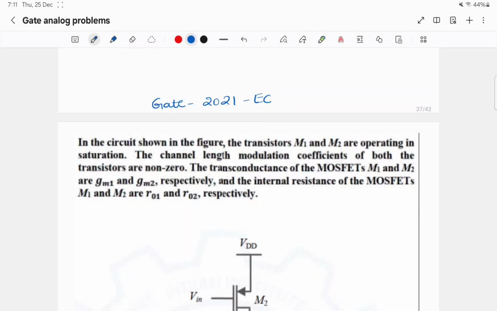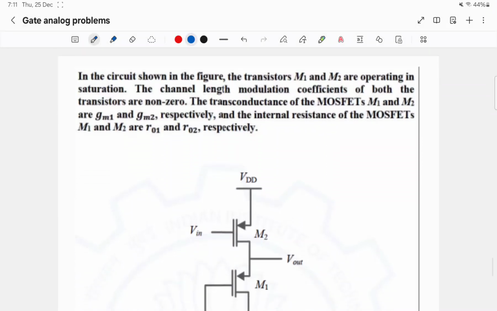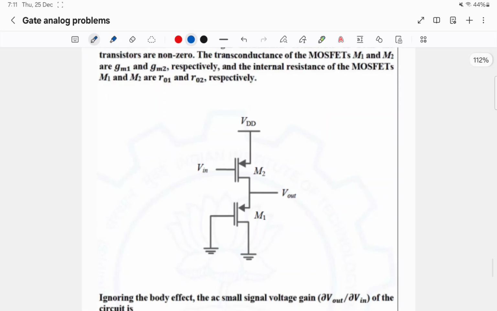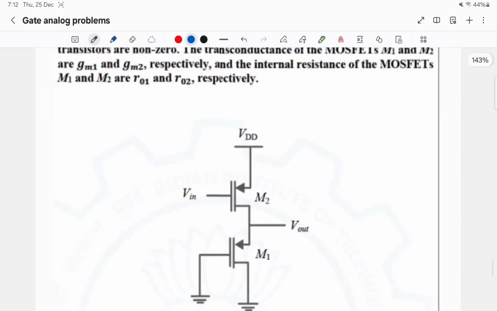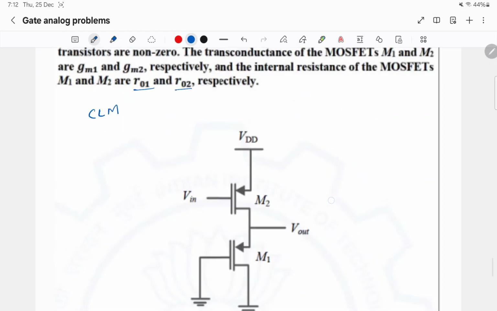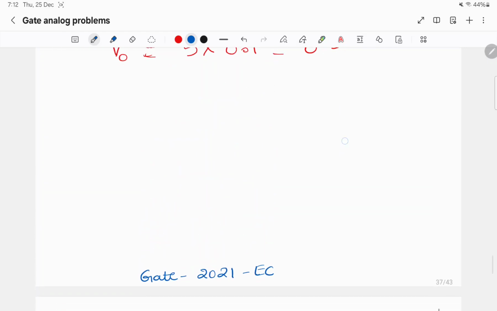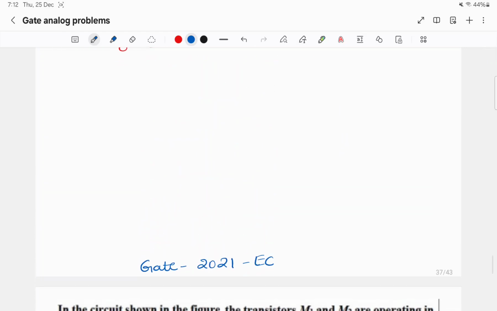In this video, we will solve GATE 2021 ECE problems. In the first question, they have given a question based on PMOS MOSFET, and it includes channel length modulation. It includes CLM, that means it has RO1 and RO2. So before going to solve this problem, I will just revise the MOSFET model for PMOS.